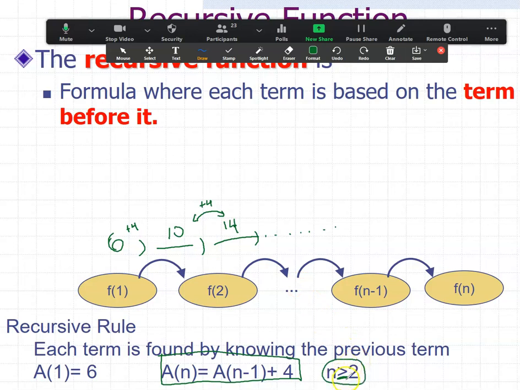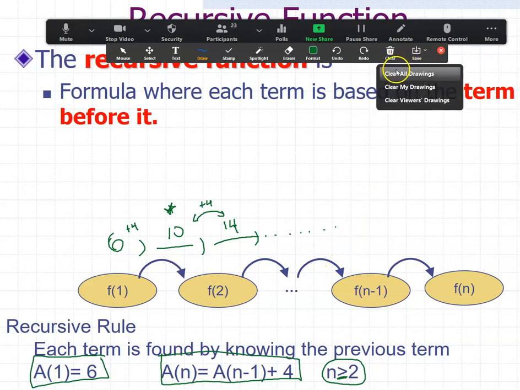And n greater than or equal to 2 means you're starting to create the numbers from the second term and up, because the first term was already given to you. You can't change the a sub 1 equals 6. That one is locked in. Moving on to the next slide.